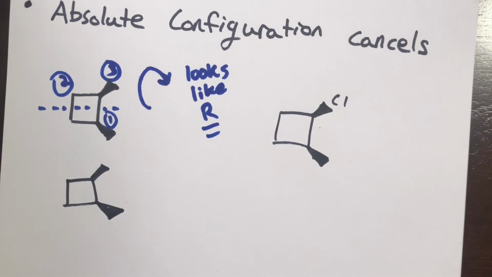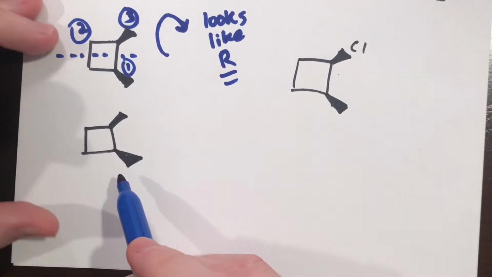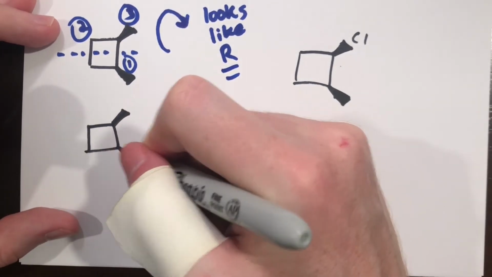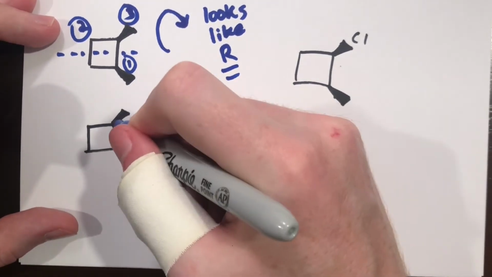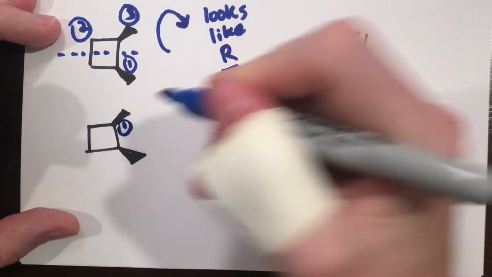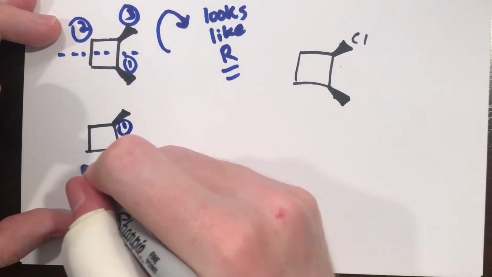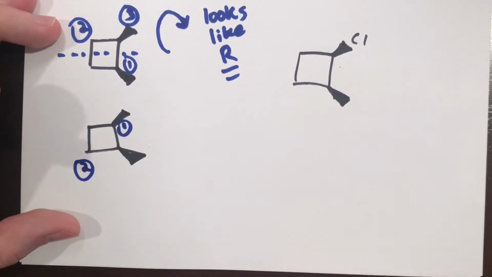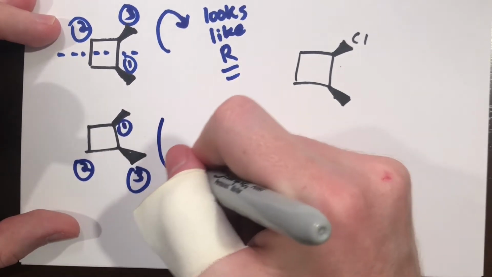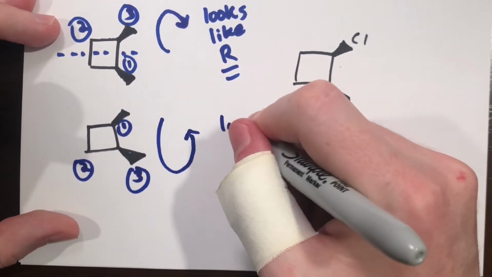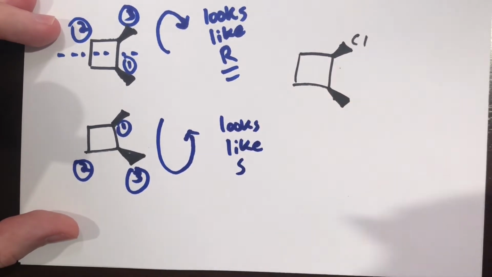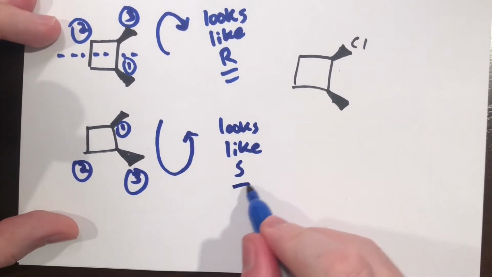Now if we look at the other position, down here, we have to identify the priority groups again. So we have a methyl group, a carbon bound to 2 carbons, and a carbon bound to 1 carbon. So the group going up is the highest priority here, and then 2 is the one to the left, and the methyl group is 3. So now that looks like S. And the hydrogen is in the back, so it is S.